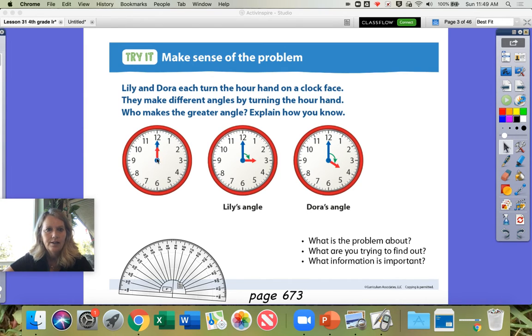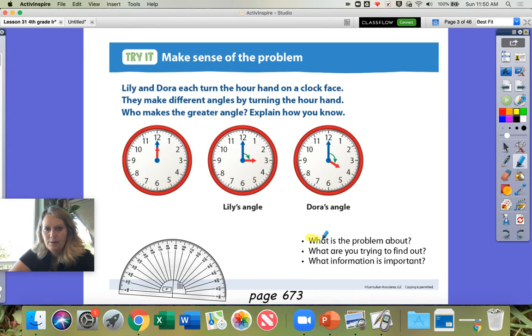Okay, so we've got a clock here. They're both right there. Lily goes from here to here. Dora goes from 12 o'clock all the way down to the 4. So we have a 3 o'clock and a 4 o'clock. What's the problem about? It's about clocks. So that's our first read.